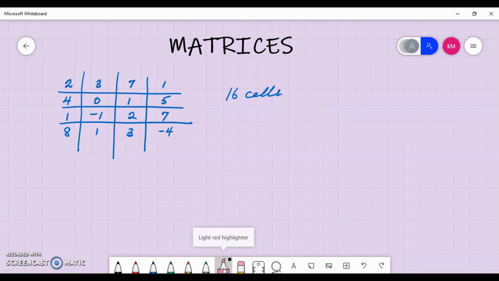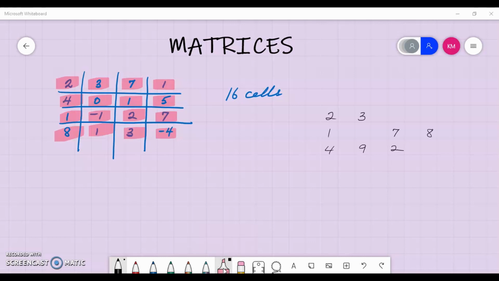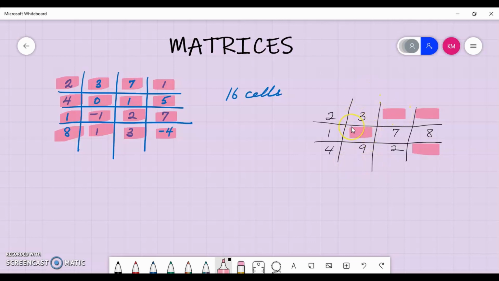Now, when I say cells, I'm referring to each one of these. So you are seeing that there are 16 cells, right? So I cannot have an arrangement of numbers, for example, this here, and call it a matrix. It will not be a matrix, simply because if I decide to divide up my rows and columns, I am going to notice that there are indeed blank cells. All of these cells here are blank, and as such I cannot call this arrangement a matrix. This is not a matrix.